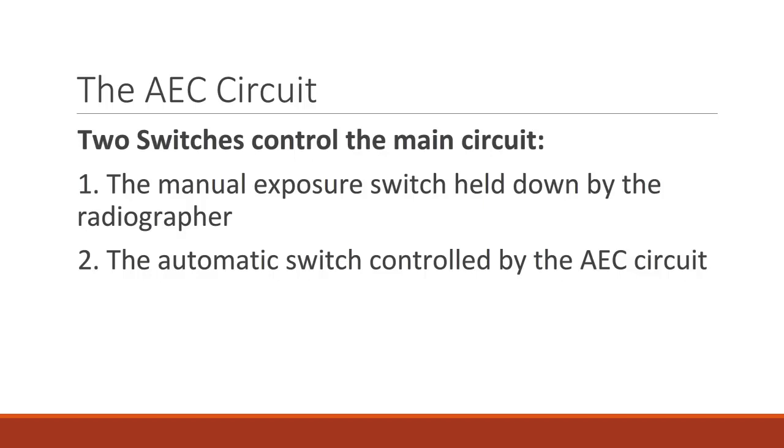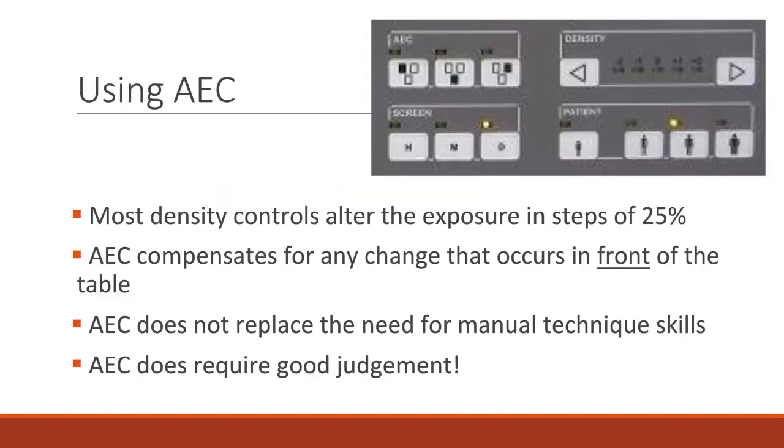There are a number of things that you need to keep in mind when using AEC. Most density controls alter the exposure in steps of 25%. The AEC compensates for any change that occurs in front of the table. It cannot compensate for changes in grids, cassettes, or detector plates behind the detector cells. It must be reset by a technologist or physicist when changes in receptor systems are made. AEC does improve the consistency of exposures for most procedures, but is not the answer for every situation. Manual technique skills are still important for the radiographer to develop. The AEC must be used with good judgment.